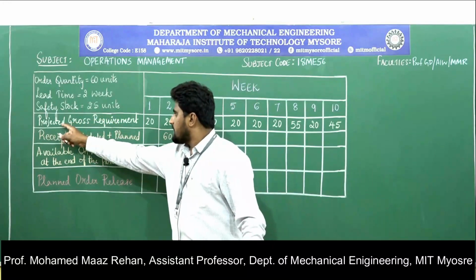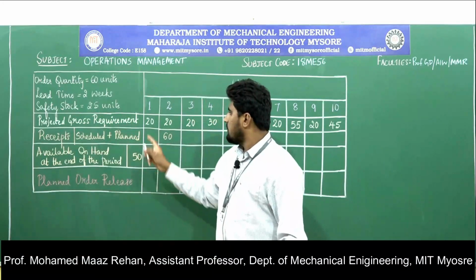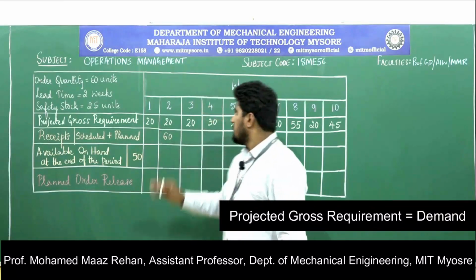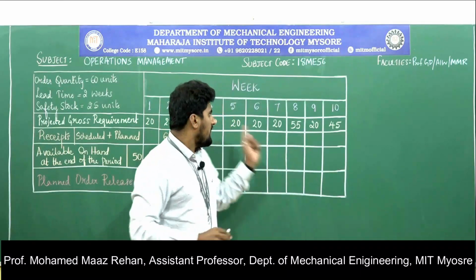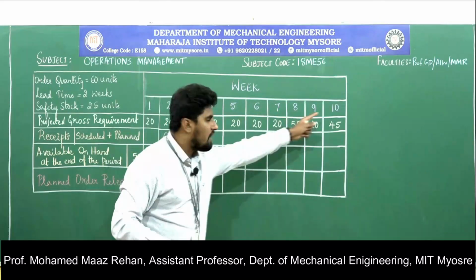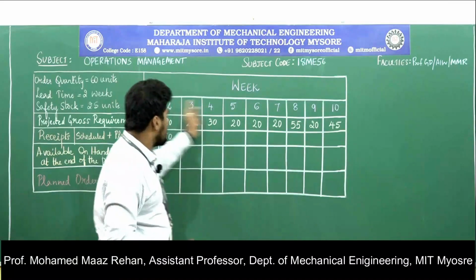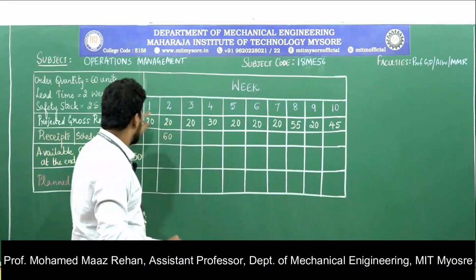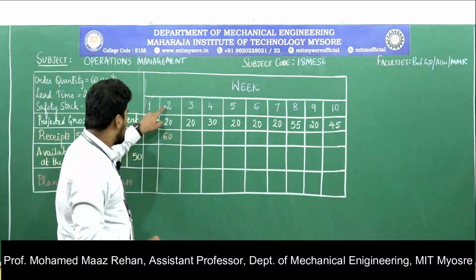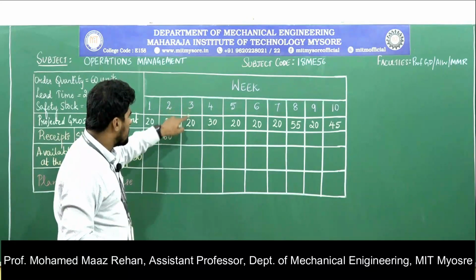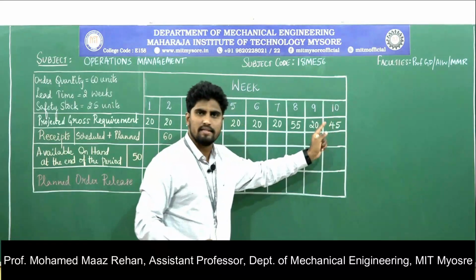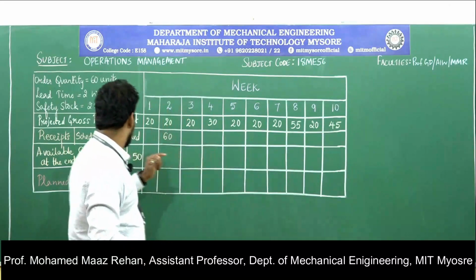So here, projected gross requirement is the demand. In this problem they have given up to 10 weeks, so for the 10 weeks they have given the demands. Say for the first week they have given 20, for the second week 20, and for the third week 20, and so on. For the 10th week they have given 45 units.